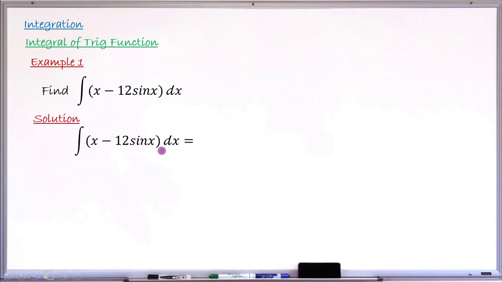What you now do, remember our previous lesson, properties of finding integrals. Here I have two terms: x is one term and 12 sin x is another term. So I can apply that property and find the integral term by term. So this will now be equal to the integral of x dx, that is the integral of the first term with respect to x, minus the integral of 12 sin x dx.